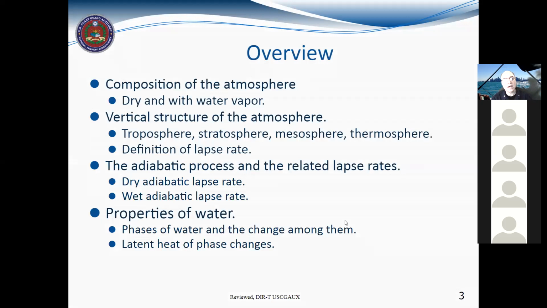This chapter covers the composition of the atmosphere, dry and with water vapor, and the vertical structure of the atmosphere: the troposphere, stratosphere, mesosphere, and thermosphere. It defines lapse rate, the adiabatic process, and the related lapse rates, the dry adiabatic lapse rate and the wet adiabatic lapse rate. We're going to talk about those very shortly. Then properties of water, phases of water and change among them, and latent heat of phase changes. So a lot of energy involved there.